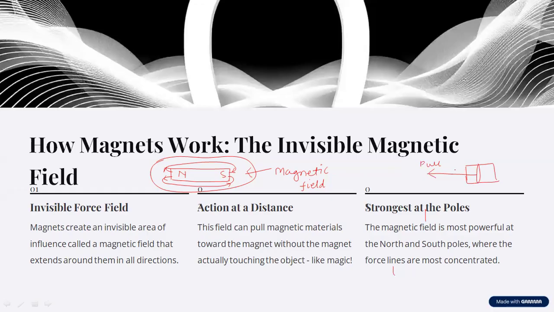Now, the magnetic field or this force is strongest at the poles, that is the two ends. So in this region, the pole region, the magnetic field is very, very strong. So the force of attraction is very strong at the two ends. These are called the magnetic poles. And in other areas, it is comparatively weak. So this is how a magnet works.